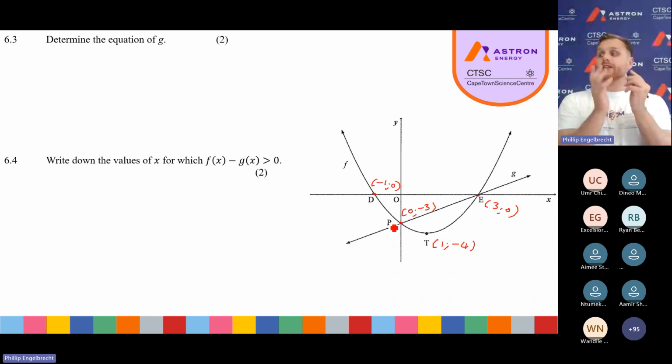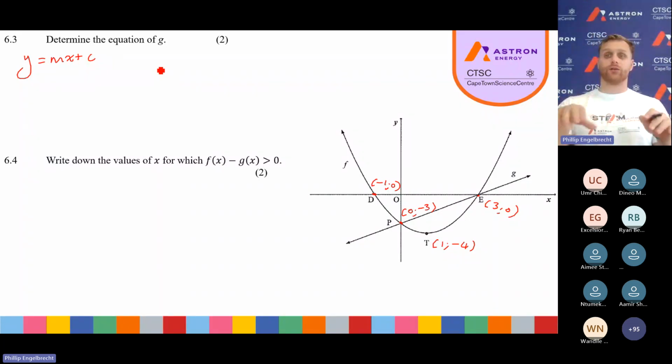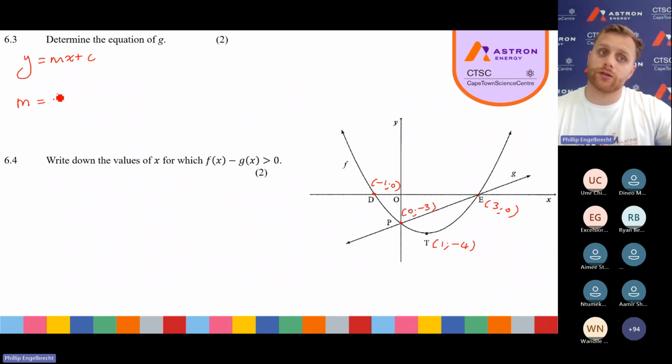So remember, G is a straight line graph. So what's the equation for a straight line? y = mx + c, okay? And remember, the points at which G cuts through are points E and P. So what can I do? Well, I can first find the gradient of the function. The gradient of G is equal to the change in y over the change in x.